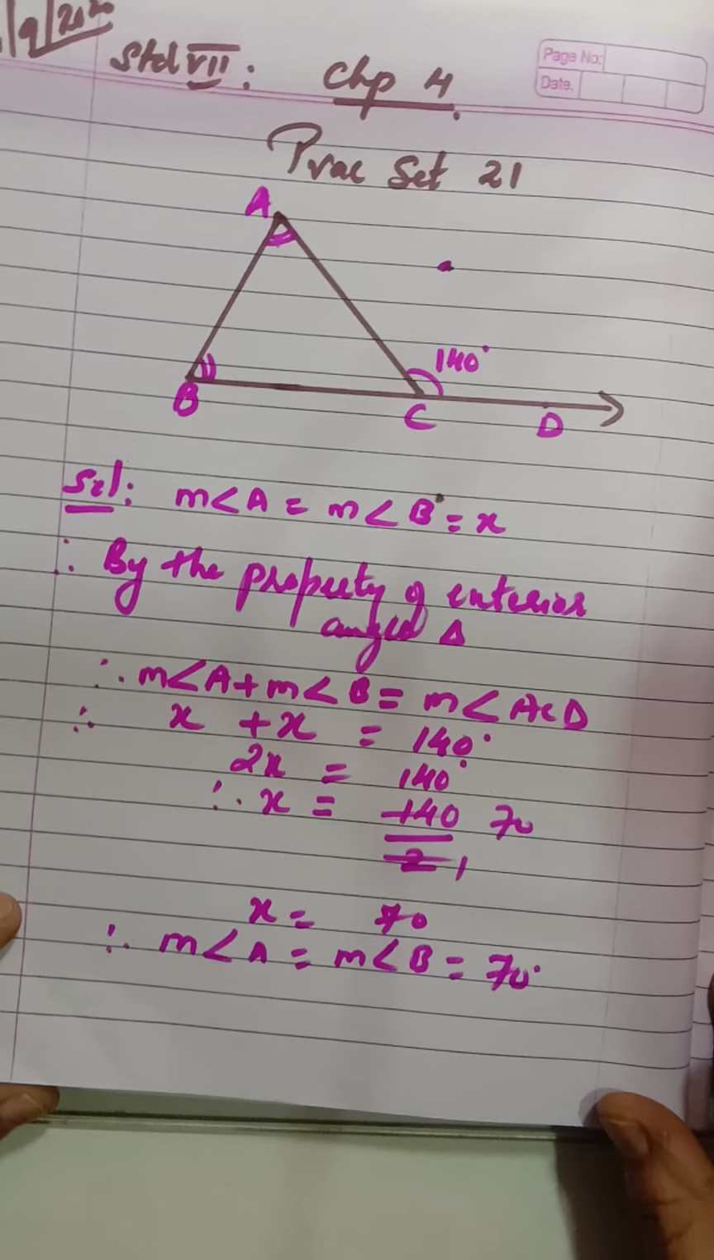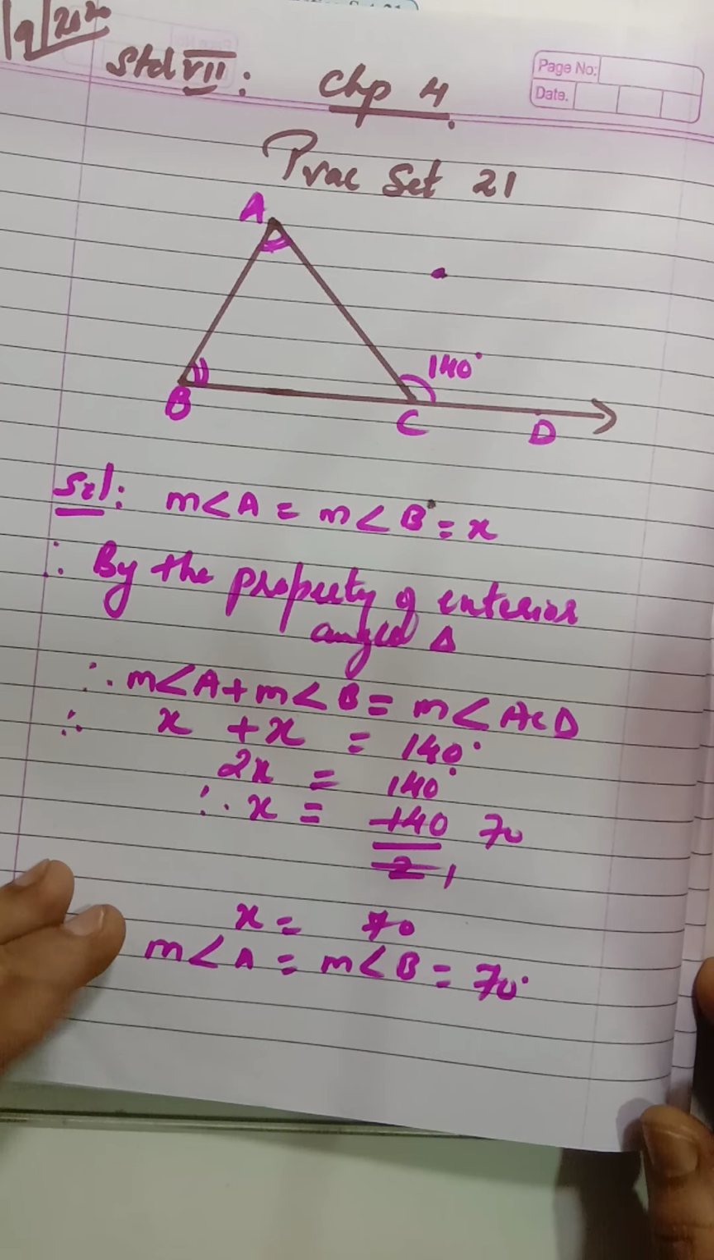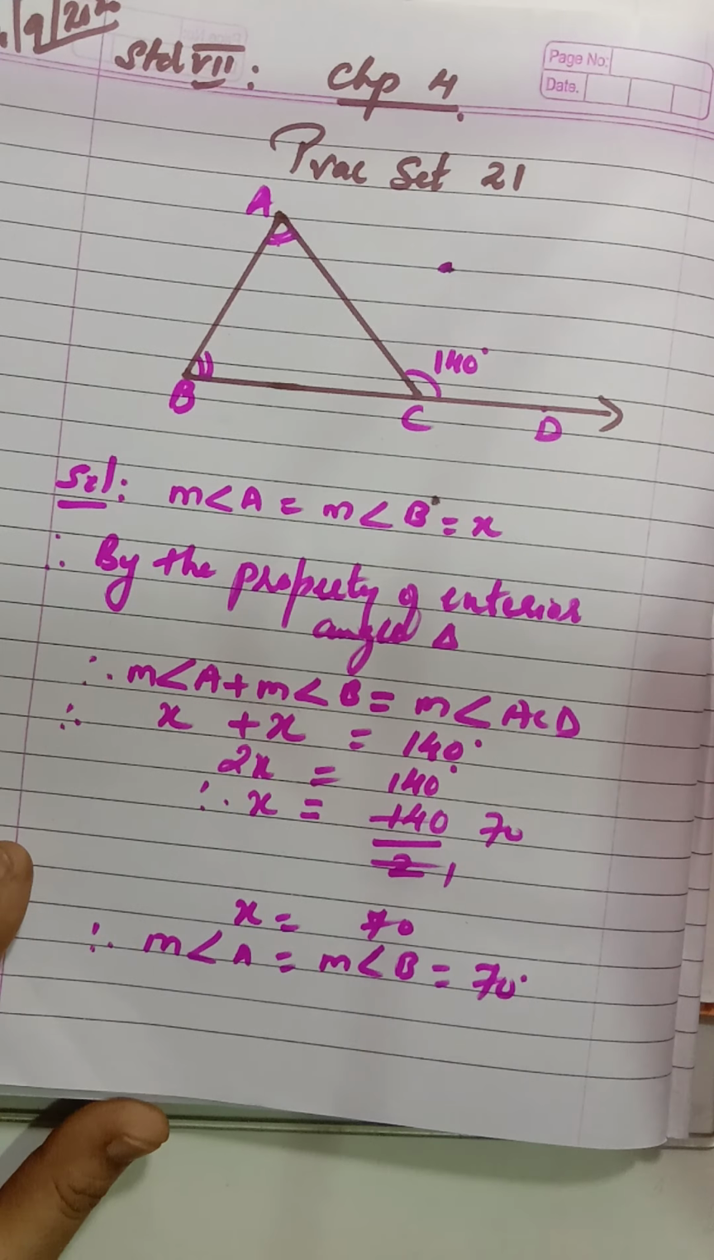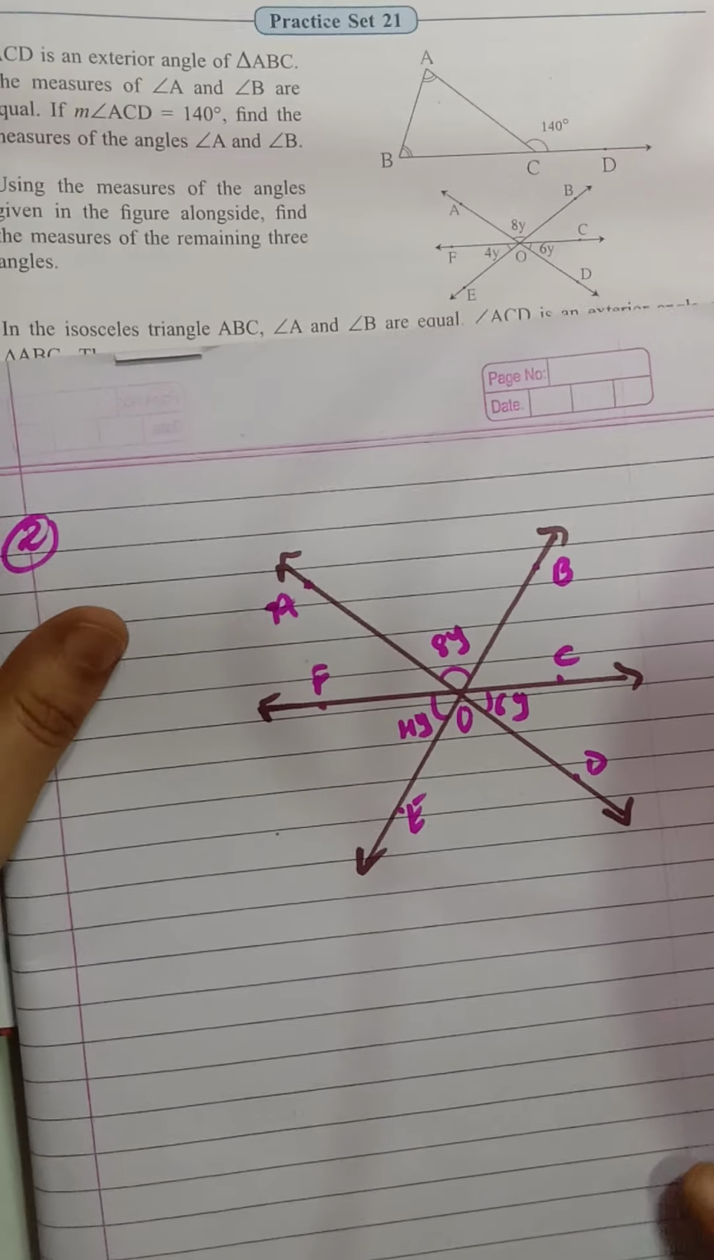So I hope the first sum is clear. Children, you will have to write all these steps. Writing of the steps is compulsory. Okay children, now let's start with the second question.